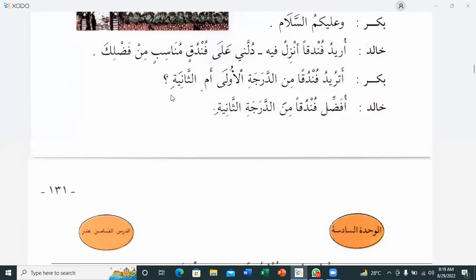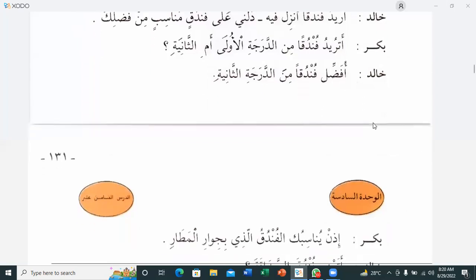Or Asaniya, second. Ad-darajatil ula, first floor. Asaniya, or second. Aturidu fundukan minad-darajatil ula, Asaniya. Do you want a hotel from the first floor or the second floor? Khalid.